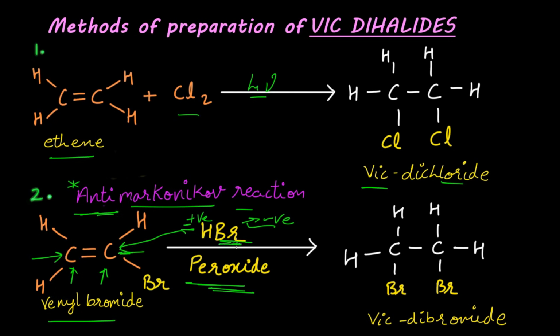Hydrogen will be added to this carbon, and bromine, which is negatively charged, will attach to the other carbon, and the final product you are going to get is VIC dibromide. So this is your second reaction for method of preparation.